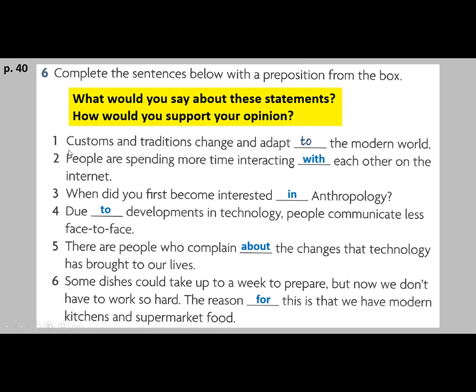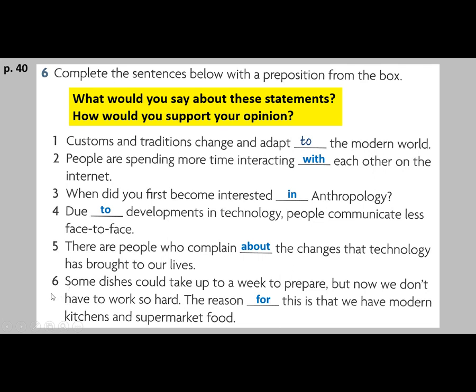So customs and traditions, for example, which custom? Well, visiting old people, for example. This has changed because now we don't have to go to their homes. We can just use our mobile phones to talk to them, or we can see them on our screens. So we don't have to physically go to their houses to see them. So this is one example of how customs and traditions have changed and adapted to the modern world.